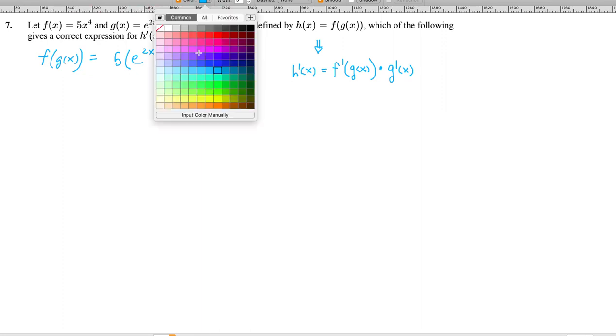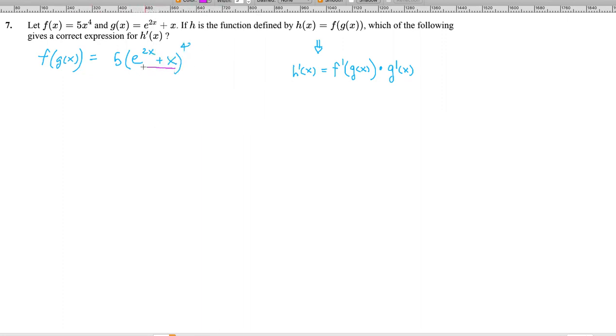You could say that this whole thing is the inner function. If this is like u, the derivative of the outer, 5 times u to the fourth, you bring down the 4, it becomes 20, 4 times 5. The inner function stays the same, the exponent goes down by 1. And then you multiply by the derivative of this inside function, which is e to the 2x plus x.